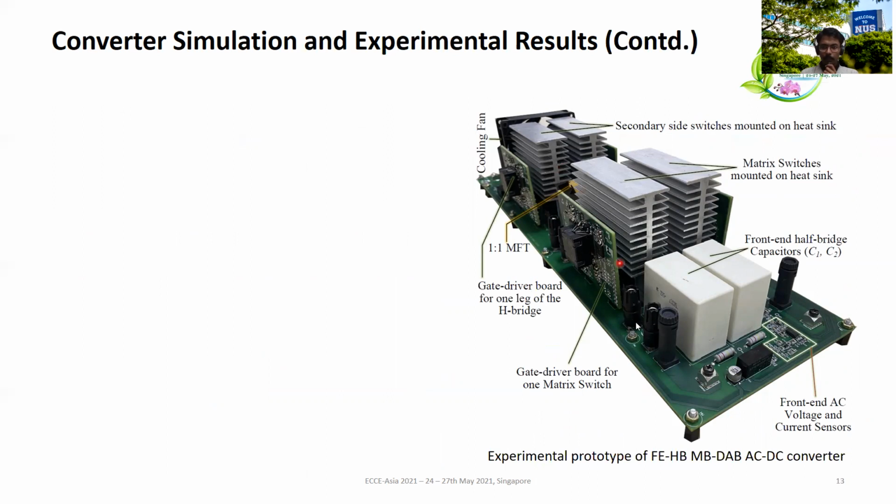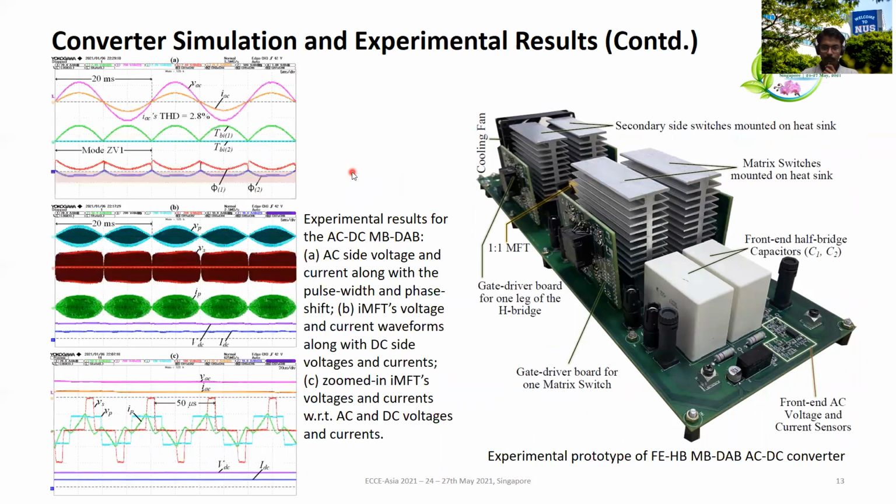We also go ahead and use the overlapping design, which gives desirable LS value with a good LM, and we use it in our MBDAB prototype so that we can do a good testing of our developed iMFT prototype. These are the obtained experimental results where we get good IAC, that is the AC current at the input, and this shows the pulse width and this shows the phase shift. So VP, VS, and IP are the various IMFT's voltage and current waveforms, and this is the DC voltage and DC current that we can see.